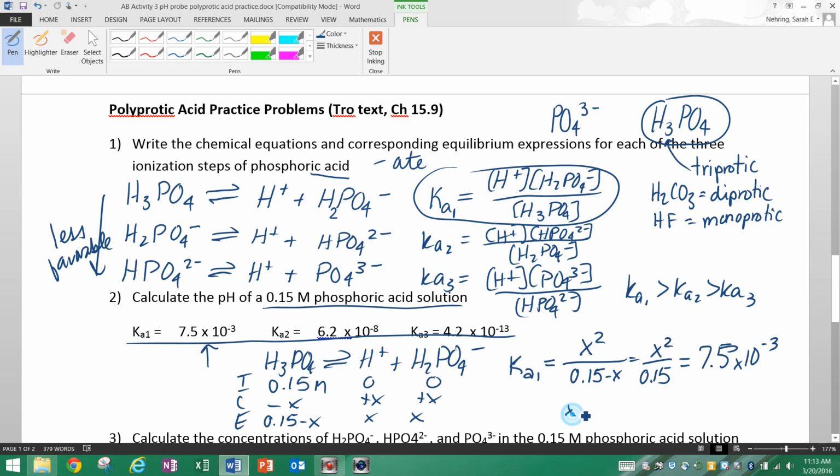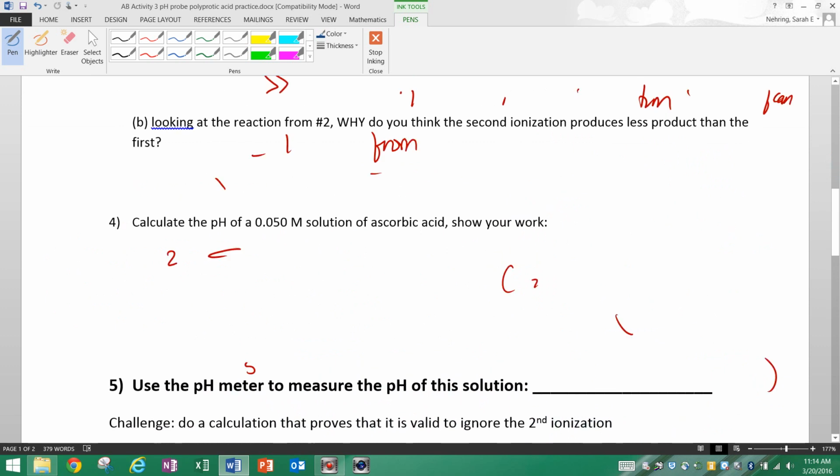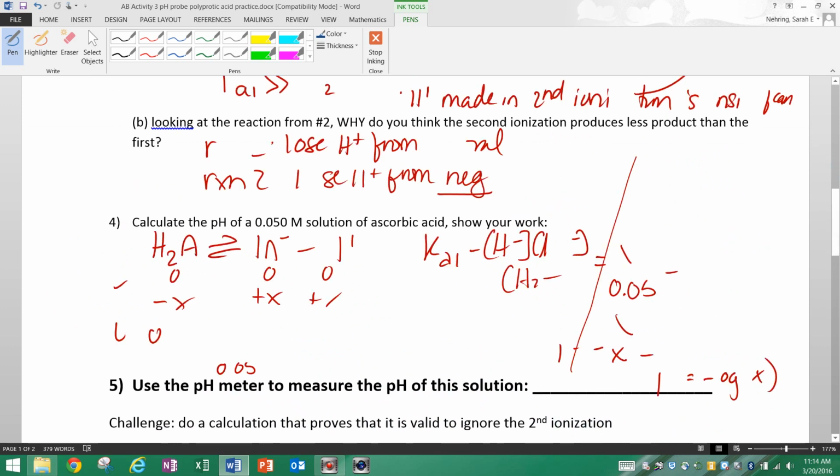And then we're going to go through and solve for x. So x would be the square root of 7.5 times 10 to the negative third times 0.15. And paying attention to what we labeled things, x is our hydrogen ion concentration, so the pH would be the negative log of x. So you'll be able to find the pH of that solution there. And again, we ignore the second and third ionizations because their K values are so much smaller. It'll basically have an insignificant impact on our hydrogen ion concentration. Okay, so let's scroll down.